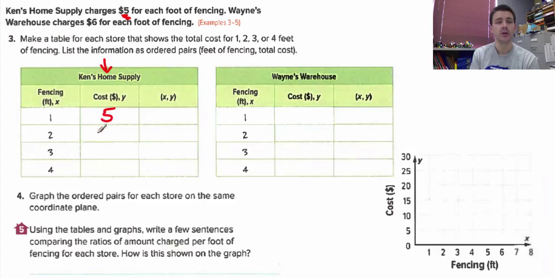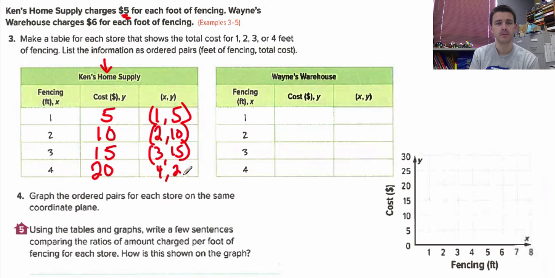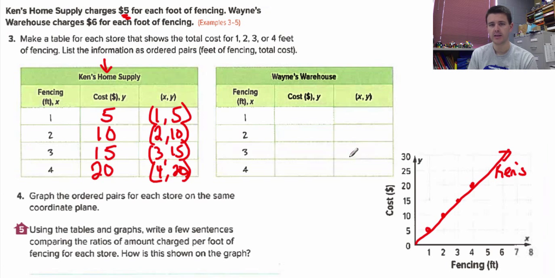2 feet would be $10, $5 per foot. 3 feet would be $15, and 4 feet would be $20. So we write them as coordinates here. The number of feet and the cost for the fencing. And then I'm going to plot them in my graph. So 1 and 5, 2 and 10, 3 and 15, 4 and 20. So that is for Ken's.